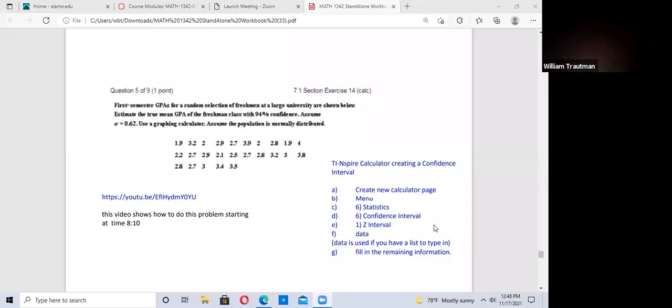And the data is 1.9, 3.2, and I'm going to type in all this data. 2.7, 2.9, 2, 2.8, 1.9, 4, 2.2. It's a lot of data. They could have come up with a smaller example.